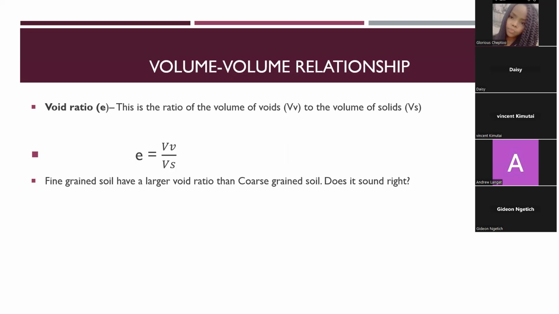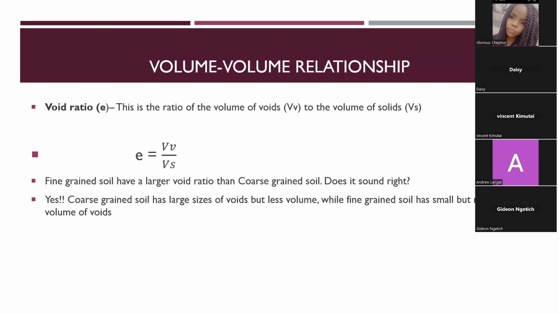So fine-grained soils have a larger void ratio than coarse-grained soil. Does that statement make sense? The voids between the solids, which one has a bigger void? A coarse-grained soil, according to Kamlesh. Anyone with a different opinion? Yeah, it's the fine-grained soil that has a larger void ratio than coarse-grained soil. Coarse-grained soil has a larger size of voids but less volume, while fine-grained soil has small voids but more volume.